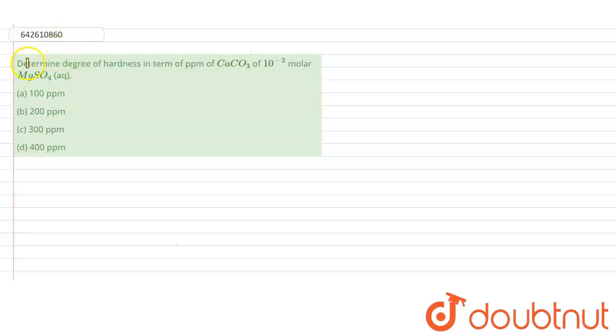Hello, so the question says: determine the degree of hardness in terms of ppm of CaCO3, that means calcium carbonate, of 10 to power minus 3 molar MgSO4. So we have to find out the degree of hardness in terms of ppm of CaCO3. Let's start solving this question.